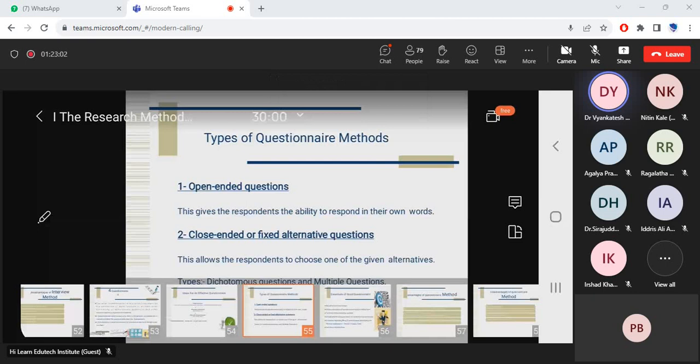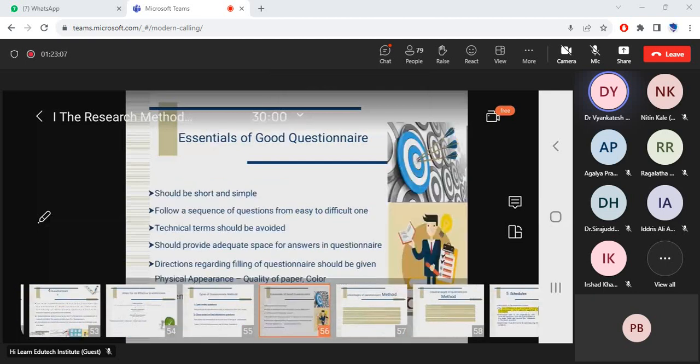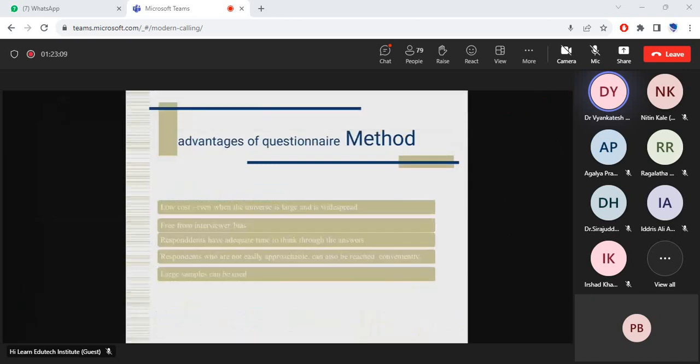So advantages of the questionnaire method: low cost, even when the universe is large and at wide scale. So definitely it's a low cost method of data collection, because we can use that method worldwide, with widespread use of the internet and all that. Free from interviewer bias, respondents have adequate time to give their answers. Respondents are easily approached, can also be reached with continuity, and large samples can be tested in a large number of people.